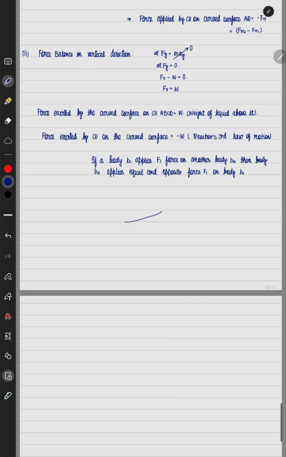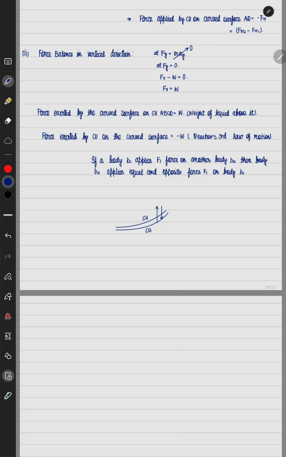Since the control volume and the curved surface are in contact with each other, whatever force in y direction the curved surface applies on the control volume, the same amount of force will be applied by the control volume on the curved surface, and it will be given by a negative sign, because the curved surface is applying force on the control volume in the upward direction, whereas the control volume will apply the force on the curved surface in the downward direction.